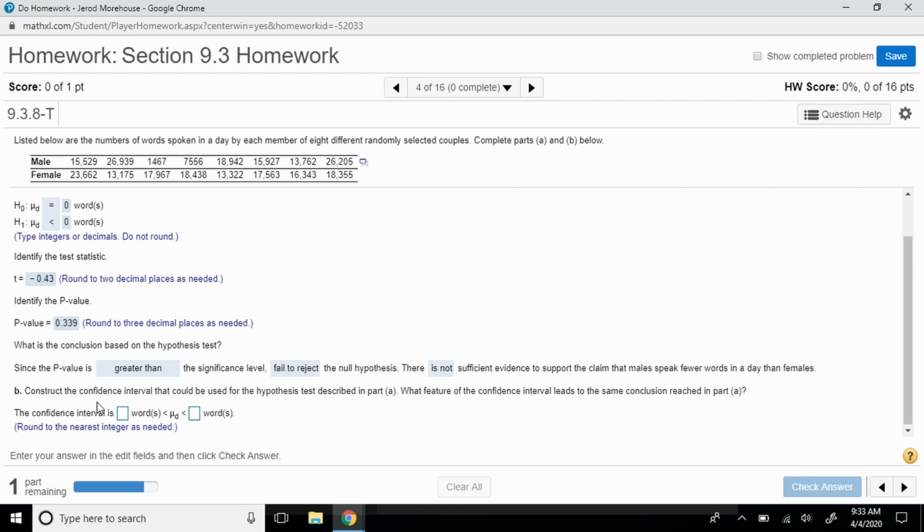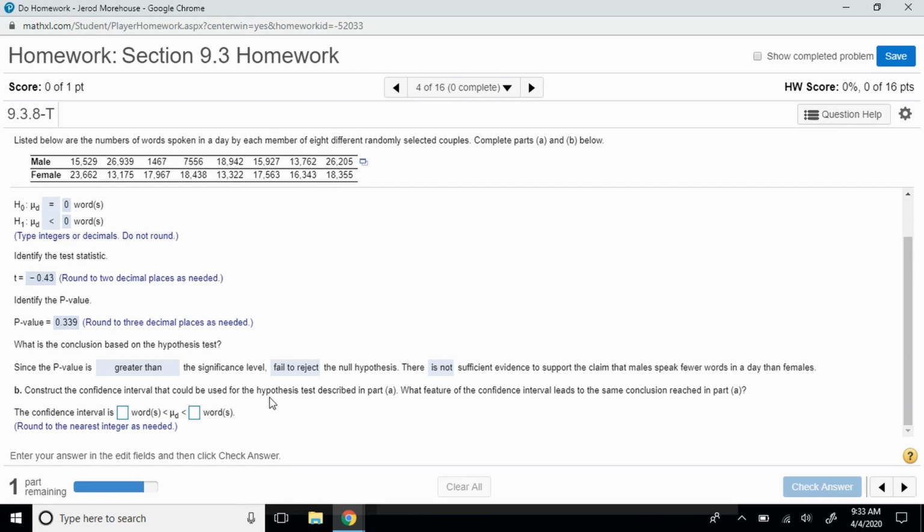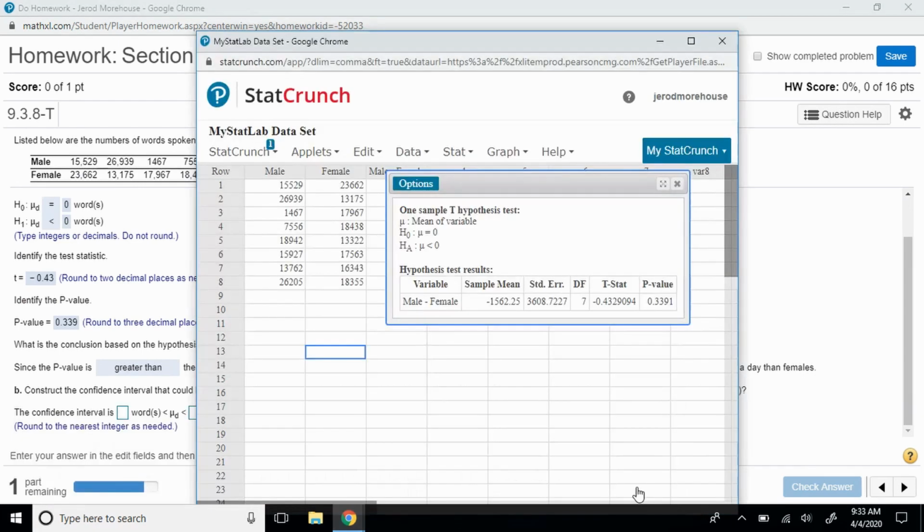Now they want us to construct a confidence interval that could be used for the hypothesis test described in part A. What features of the confidence interval lead to the same conclusions reached in part A? We had a 1% significance level on a one-tailed test. That means that the left tail, the less than, was 1%. We need to mirror that over to the right tail and have it be 1% as well. So we're actually finding a 98% confidence interval here.